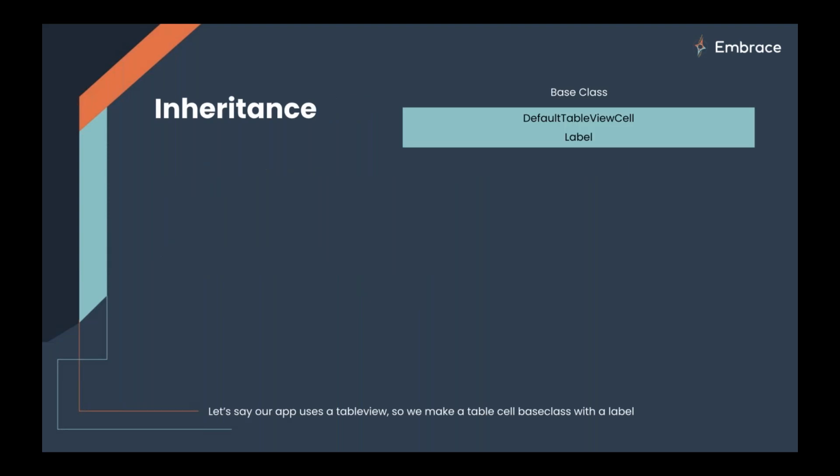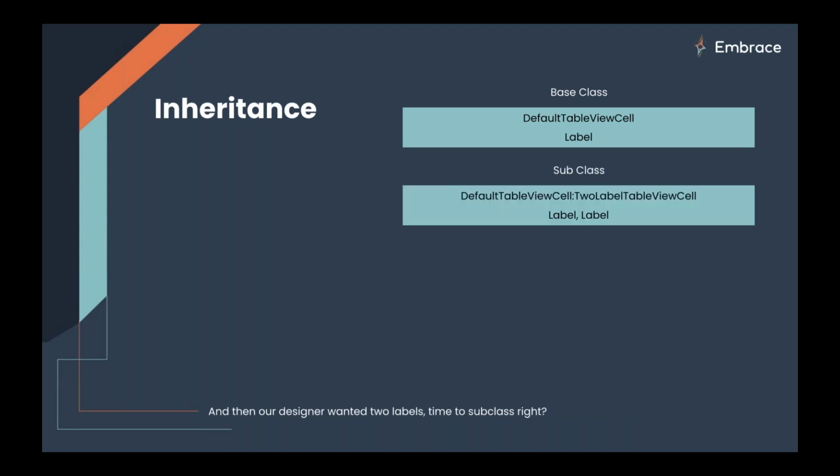So let's talk about what I mean by the benefits of inheritance and the problems of subclassing. I'm sure you've all seen this class, the default table view cell. This is the base class we use for table view cells in most of our apps. Now, almost everybody goes and makes a subclass of that right away for their use case. Maybe a two-label table view cell, which is a subclass of the default table view cell. But this one has two labels. The first label is drawn by the base class, and the second label is drawn by the subclass.